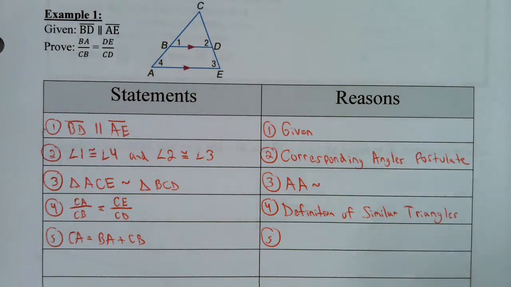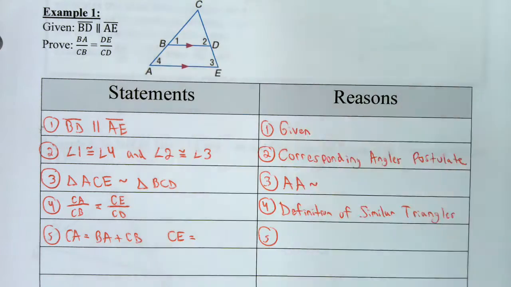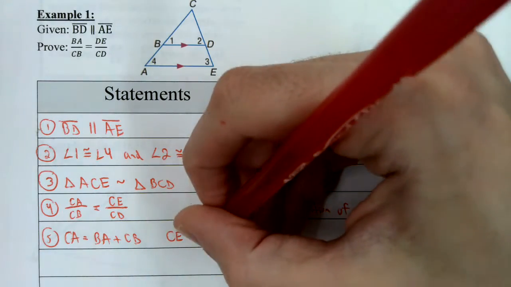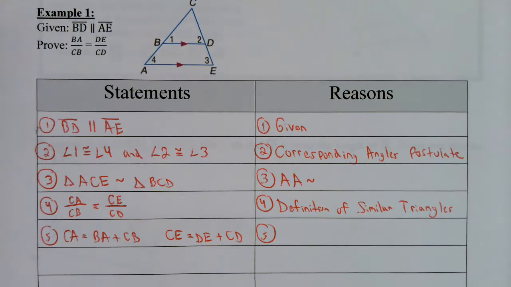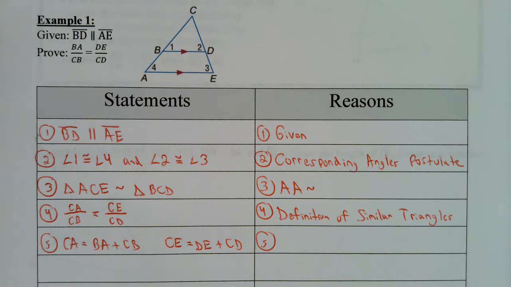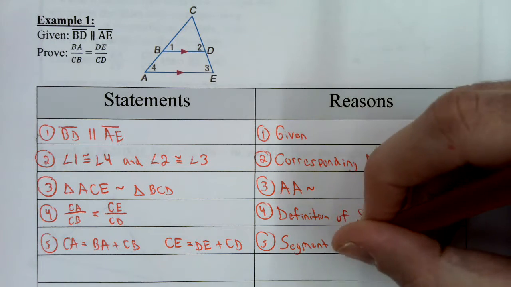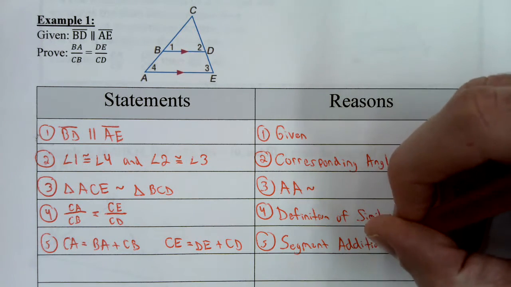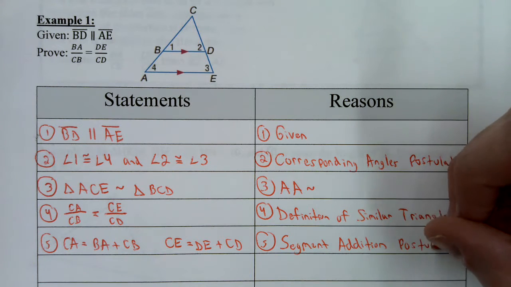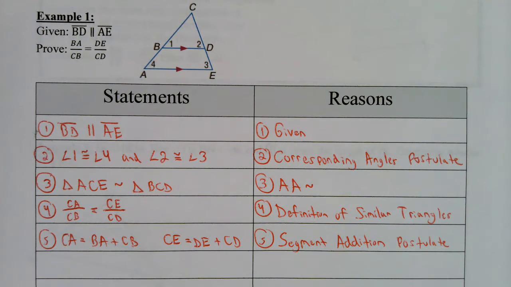And I'm going to say that CE equals DE plus CD. Do you know what that reason is called? Think back to Unit 1 and Unit 2. That is the segment addition postulate. When I take a big segment and say it equals all the small segments added together, that's the segment addition postulate.